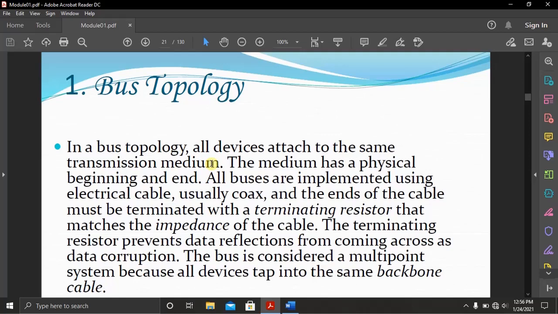All buses are implemented using electrical cables, usually coaxial cables. The ends of the cable must be terminated with a terminating resistor that matches the impedance of the cable. The terminating resistor prevents data reflection from coming across as data corruption.